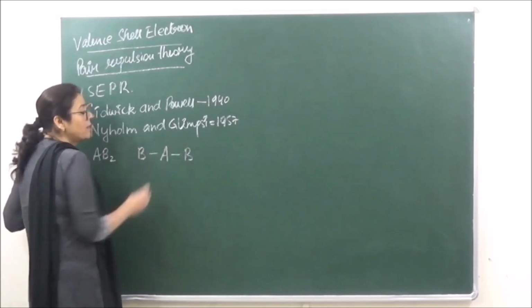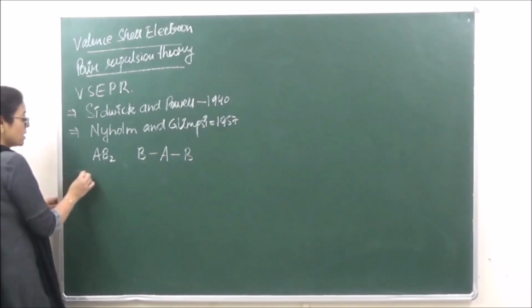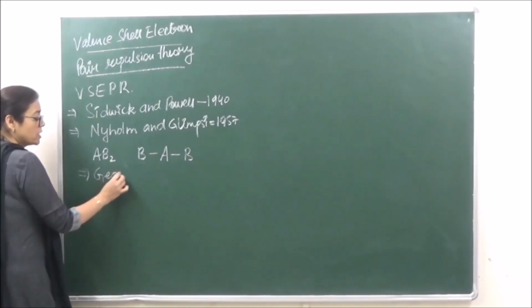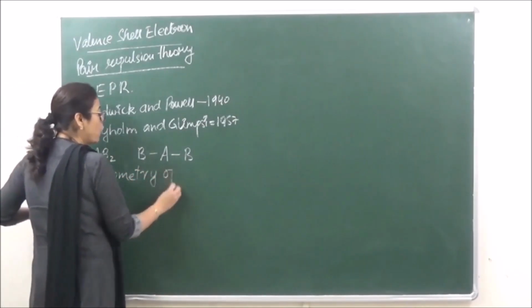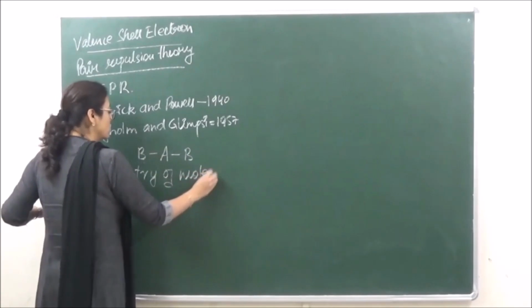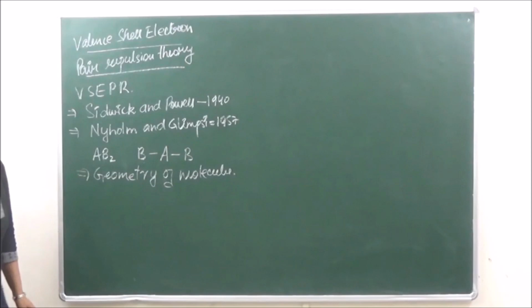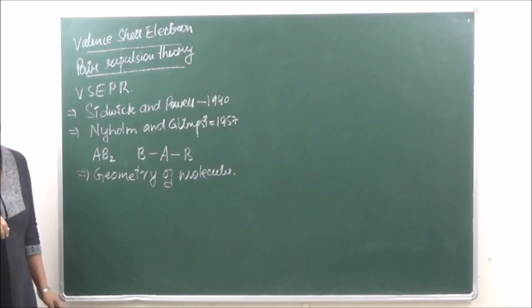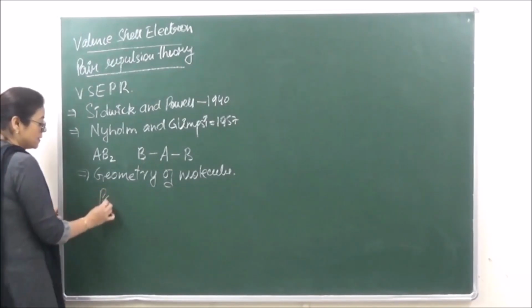This particular theory was the first theory which satisfactorily explained to us the geometry of molecules. Okay? Now, in order to explain this, you just write down the postulates of this theory. Main postulates.